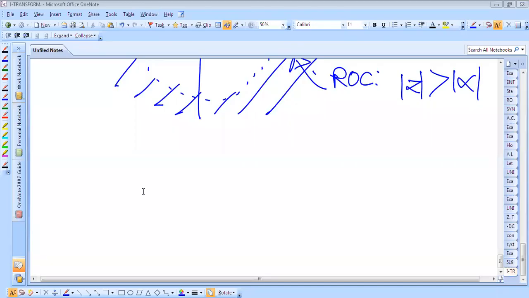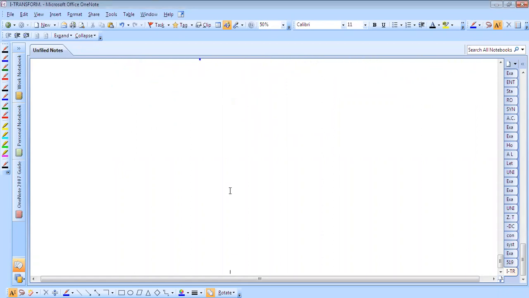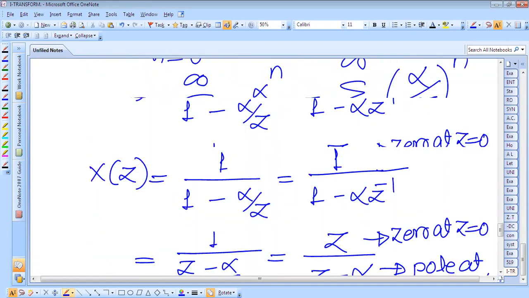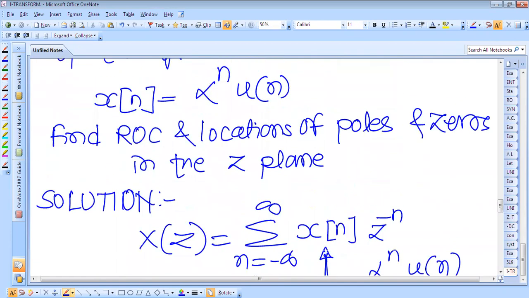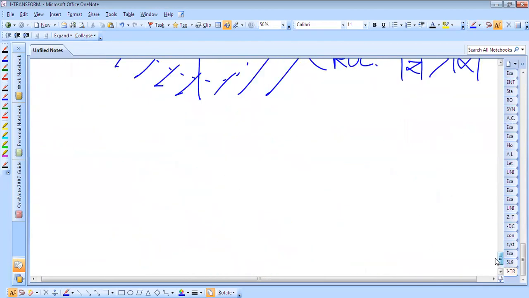Hello, today we will solve the examples on Z transform. So in the previous case we have solved the example of x of n is equal to alpha raised to power n into u of n. Okay, so next we will find the second example.